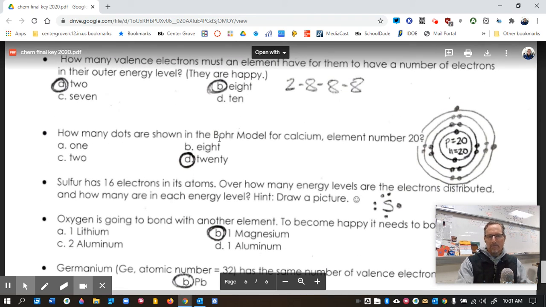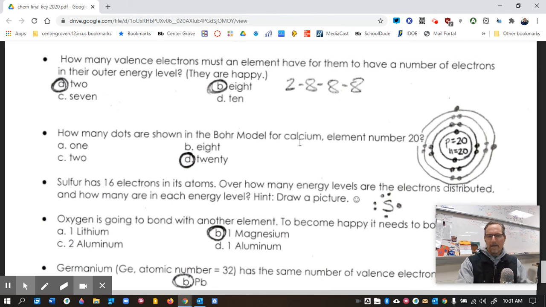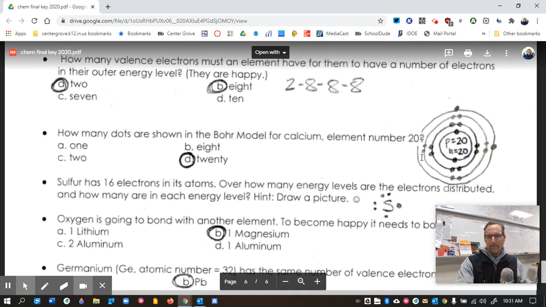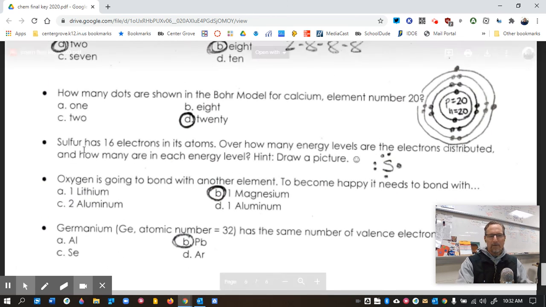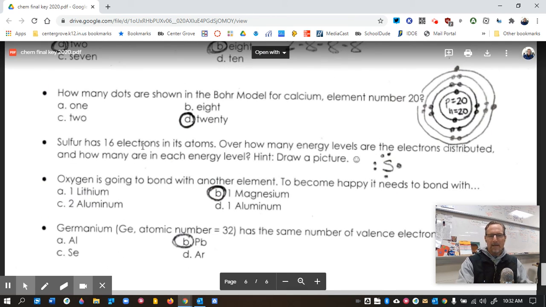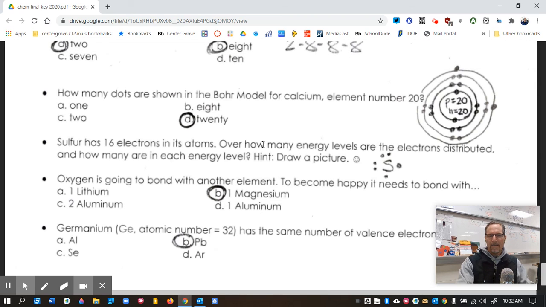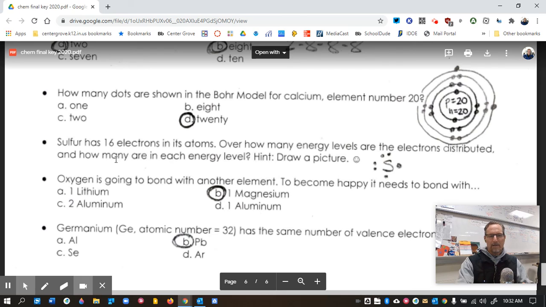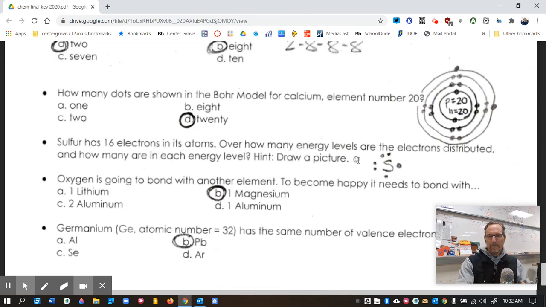How many dots are shown in the Bohr model of calcium? The atomic number is 20. So there would be 20 electrons, with some in the outermost shell. So I went ahead and diagrammed that for you in that Bohr model if you wanted to see an example of that. Sulfur has 16 electrons in the atom. How many energy levels did that electron have? And draw a picture of it.